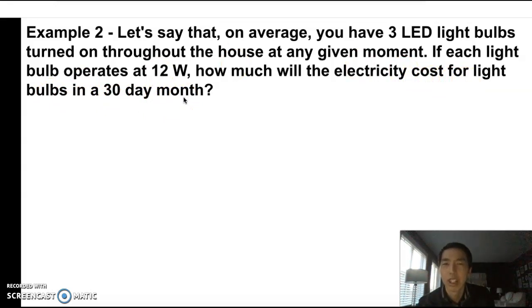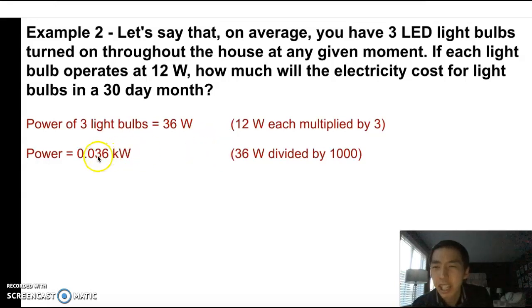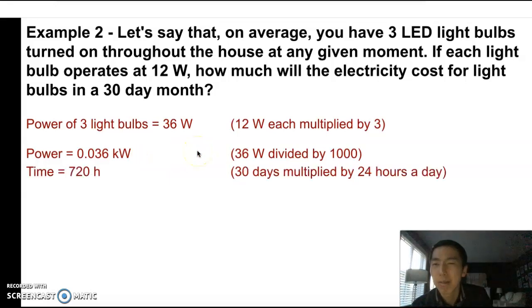All right, so this is going to require more steps. First, I figure out how much power my 3 light bulbs use. That's going to be 36 watts, because it's 12 watts each light bulb multiplied by 3 light bulbs. I'm going to divide this number by 1,000 to get into kilowatts. Now I think about the time. How many hours? It's going to be 720 hours for 30 days. 30 days multiplied by 24 hours a day gives me 720 hours.